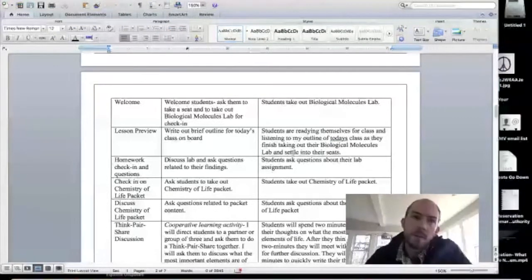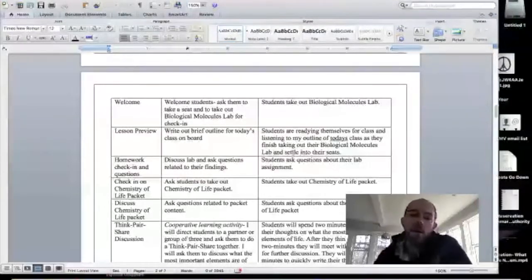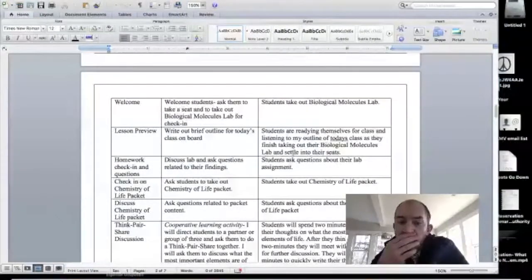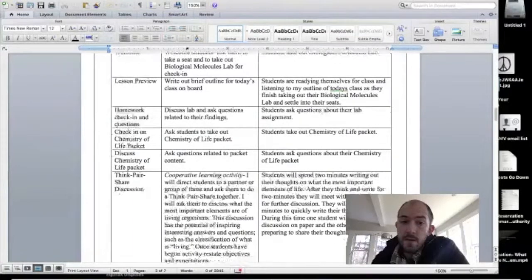I'm going to try to be very explicit with my expectations and also repeat those expectations and the instructions throughout for each instruction. A basic overview is that the students will come in, I'll ask them to take a seat, I'll write out an outline for today's class on the board, and I'll ask them to take out their lab, which they should have done for homework, and any questions related to their findings.